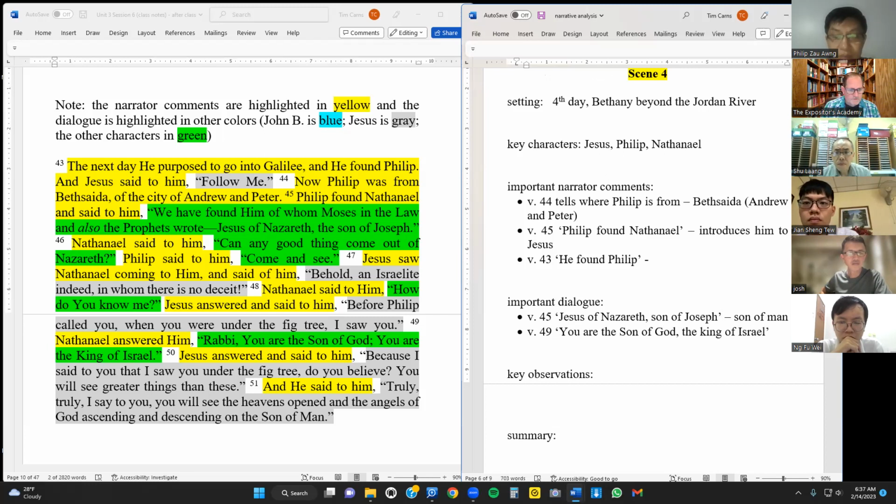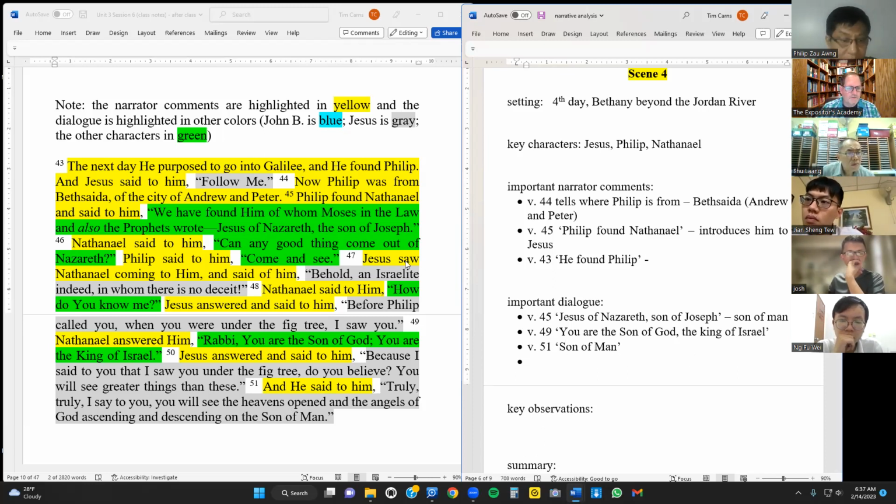Okay, good. So yeah, there are more titles or descriptions of Jesus here in this scene, right? Because in previous scenes, Jesus was referred to as the Messiah, the Son of God, the Lamb of God. And now here, notice several more things are said about him. So I think that's very important. What was the other one you mentioned? Oh, Son of Man in verse 51.